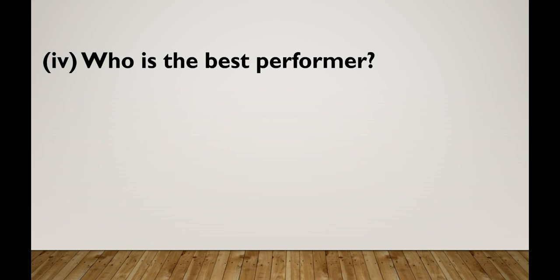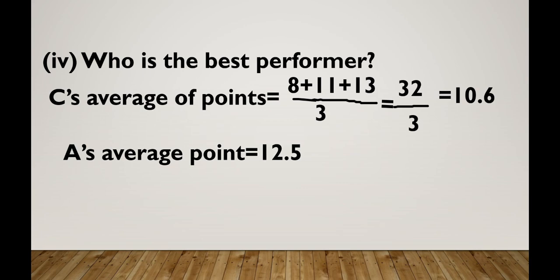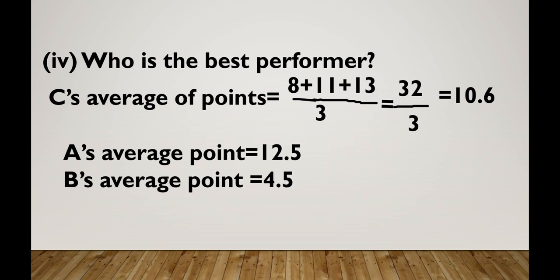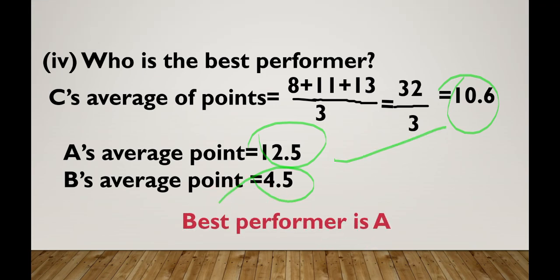Now next, who is the best performer? Best performer means who is getting highest mean. He will be the best performer. C's average point is 8 plus 7 plus 13. Answer is 32 by 3. That's the answer is 10.6. A's average is 12.5. This we found before. B's average also we found before, 4.5. See, in this 10.6, 12.5 and 4.5. Who has the highest here? You can see A has the highest. So who is the best performer? Best performer is A. Okay.